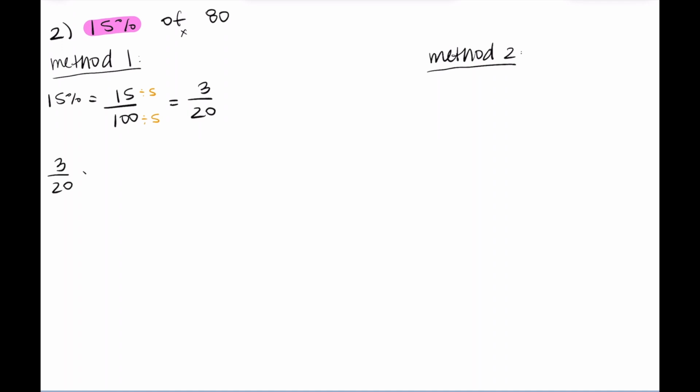We'll do 3 over 20 of means to multiply, right? So 3 over 20 times 80. We'll put that 80 over 1. We're able to cross cancel here, the 80 and the 20. We can divide both of them by 20. When I do that, I get 4 and 1. So we have 3 times 4 over 1, and 3 times 4 we know is 12. So we got 12 for method 1.